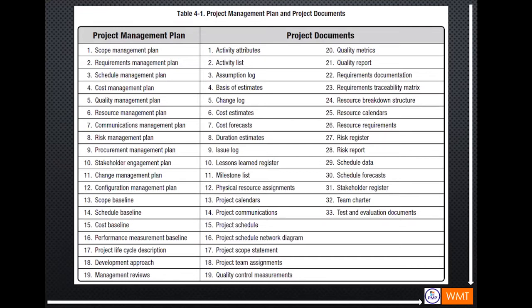So you will notice in some of the outputs in the processes, it mentions project management plan updates or project documents updates. So it is referring to this list, this project management plan and the project documents. So under the project management plan, there are 19 items, and the project documents, there are 13 items. So please familiarize what was written on this table and understand the corresponding definition.